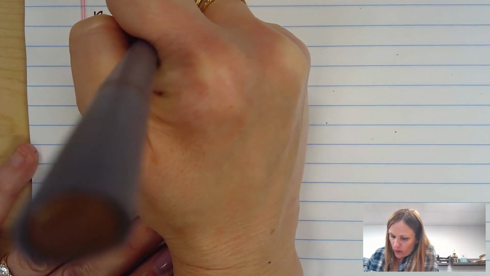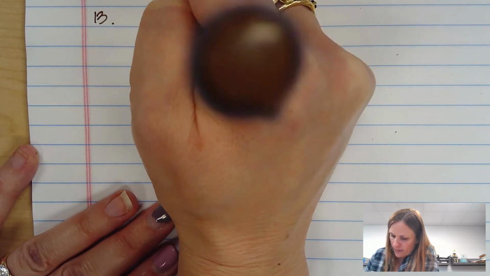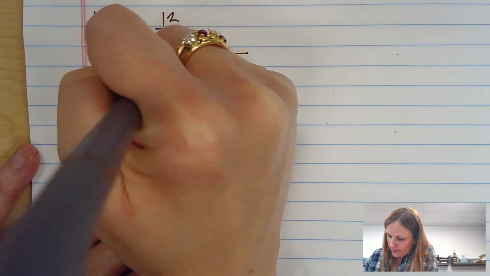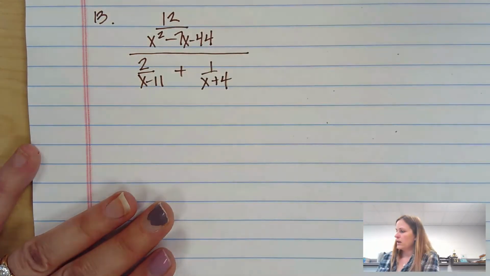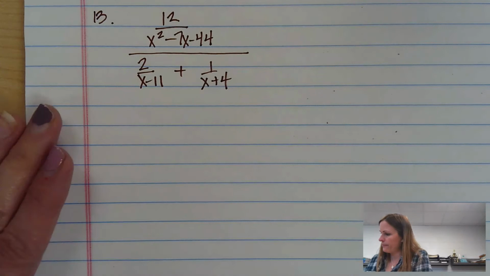So let's look at number 13. Notice I'm grabbing extra paper because they don't give you a whole lot of room on this packet. All right, so here are our fractions. Okay, let's start with our rules. Number 1, factor everything. So let's do that.